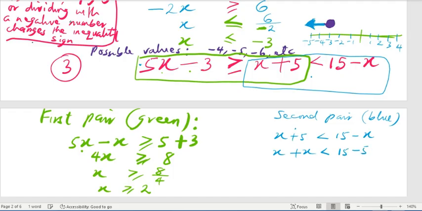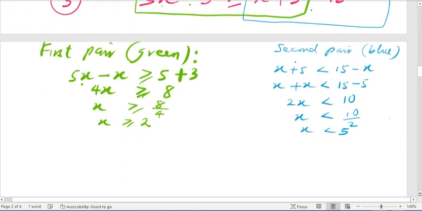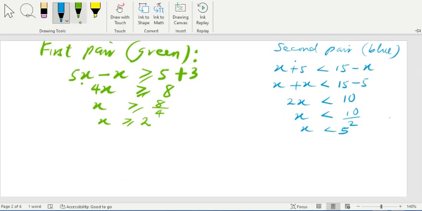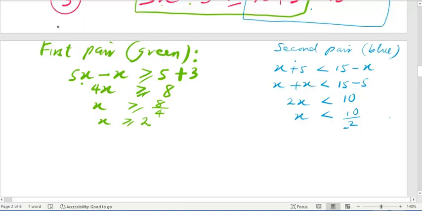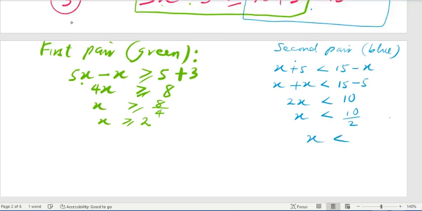What's x plus x? 2x is less than. What's 15 minus 5? 10. Okay, let's solve. What's x? 10 over 2 is 5. So x is less than 5, right? Yeah. X is less than 5. All right. Can you see that? Let me write it properly so it doesn't look like 5 raised to the power 2. So x is less than 5.